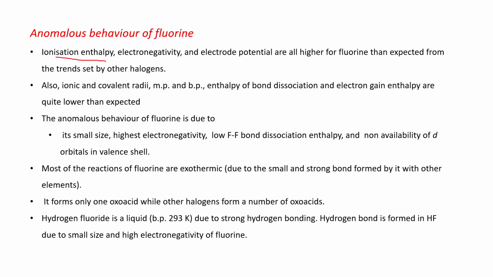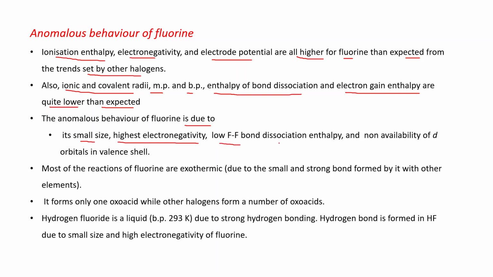Ionization enthalpy, electronegativity and electrode potential are all higher for fluorine than expected from the trends set by other halogens. Also, ionic and covalent radii, melting point, boiling point, enthalpy of bond dissociation and electron gain enthalpy are quite lower than expected. The anomalous behavior of fluorine is due to its small size, highest electronegativity, low F-F bond dissociation enthalpy, and non-availability of d orbitals in the valence shell.